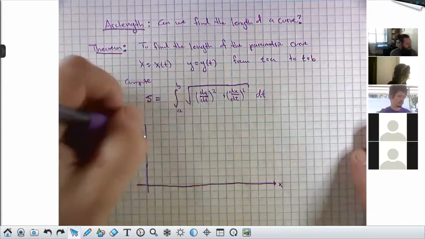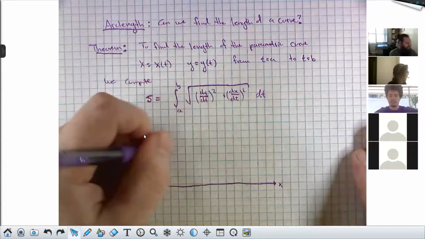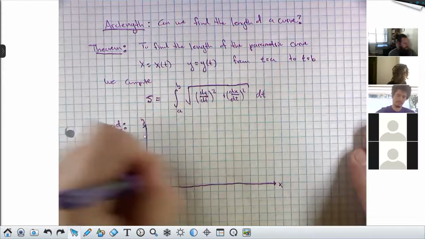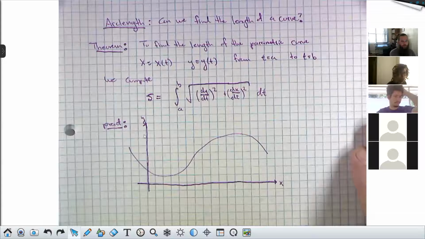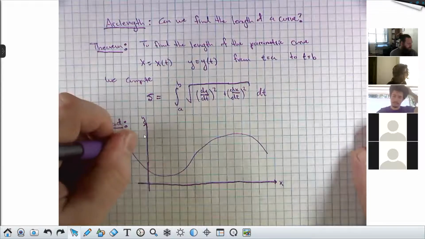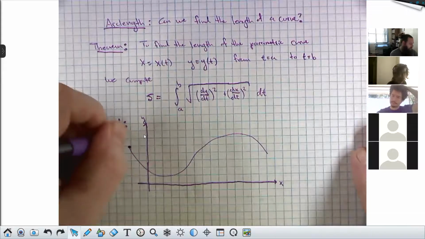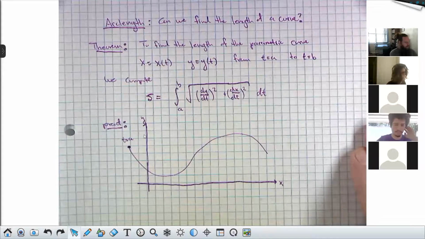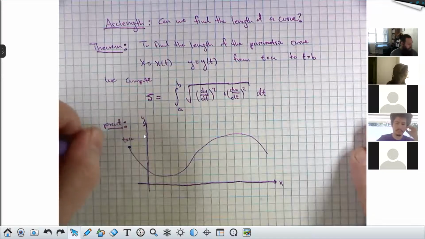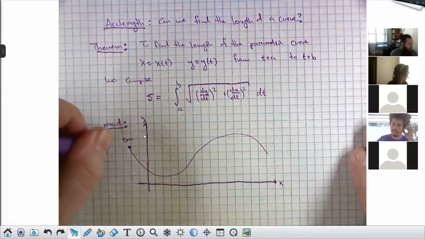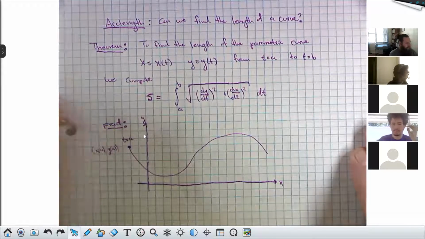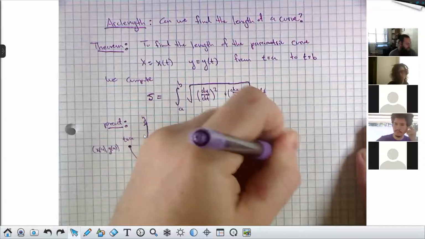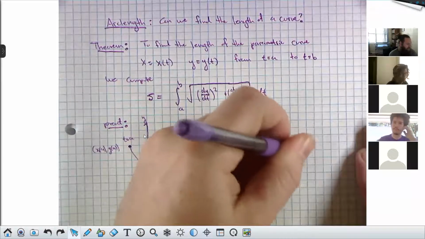Here's my x-axis, here's my y-axis, and I'm going to take a curve, we'll just say something like this. My initial point is over here. This is the point associated with t equals a, so this would be x of a, y of a. And my terminal point over here is the point associated with t equals b. So that would be x of b, y of b.